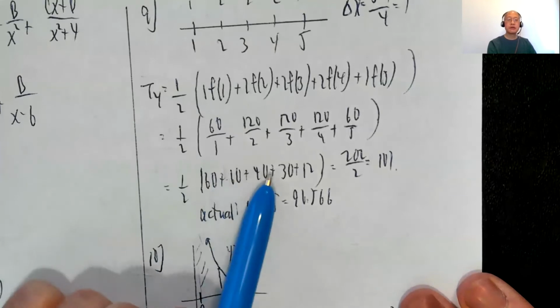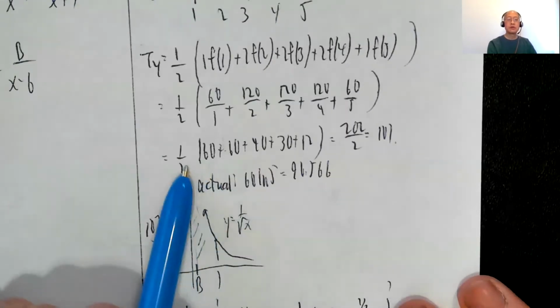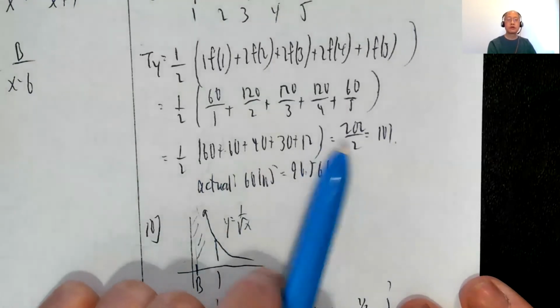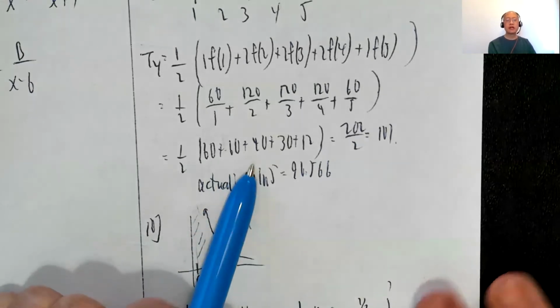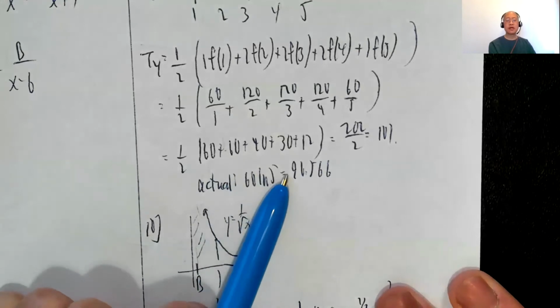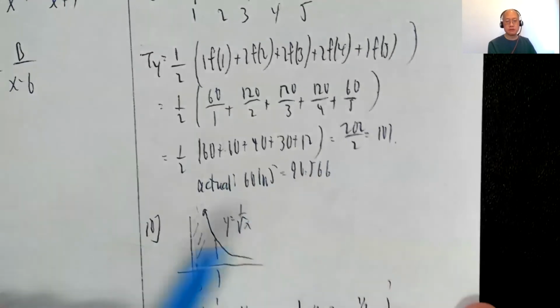60 plus 60 plus 40 plus 30 plus 12. So 1/2 of 202, which comes out to be 101. And a side note, if you actually integrate, you get 60 ln 5, which is about 96.566.